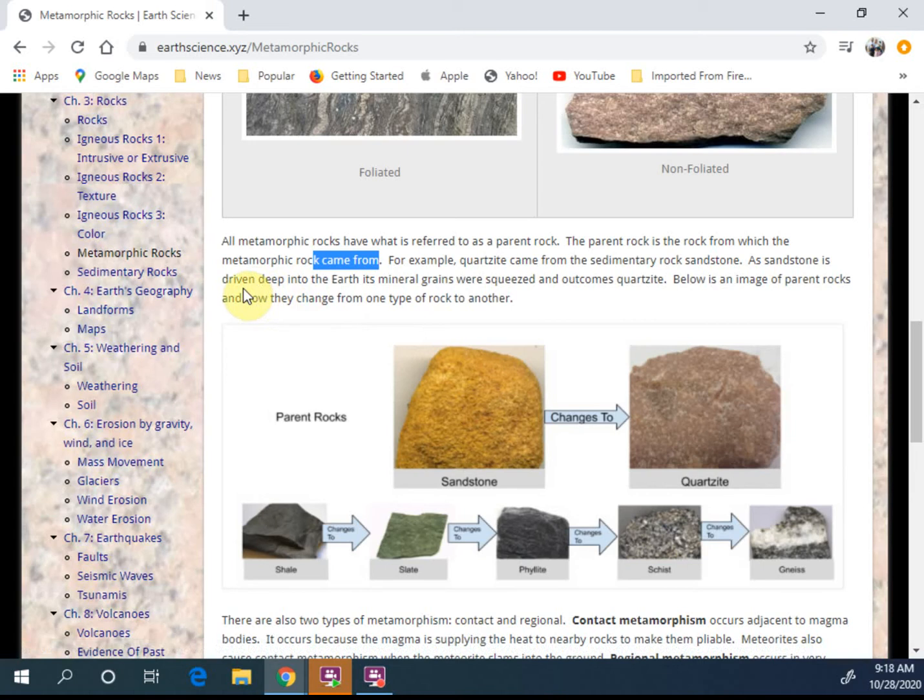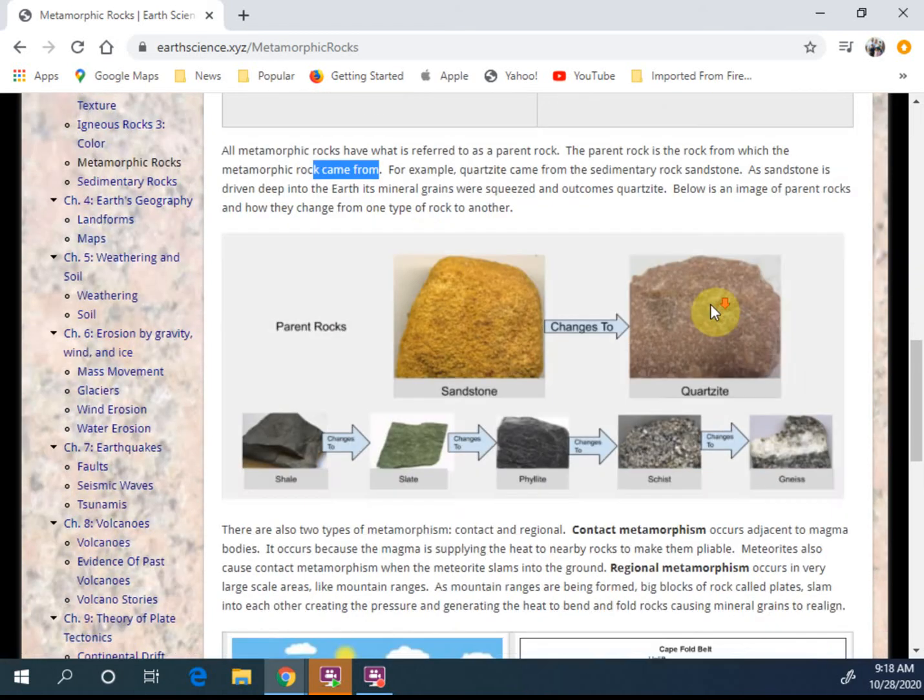How this happens is sandstone is driven deep in the earth, oftentimes due to tectonic activity, and the mineral grains are squeezed together, which makes it quartzite. So below, as I mentioned, are images of this example. This is the primo of primo examples.